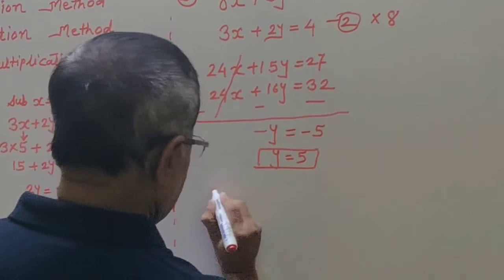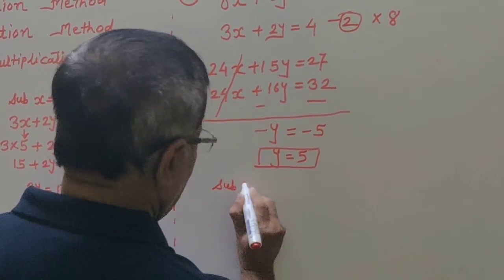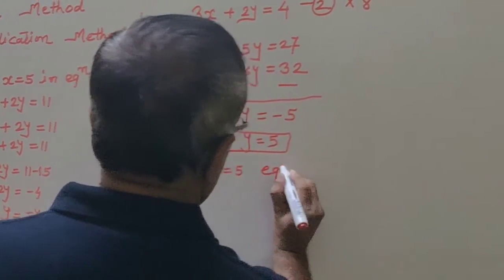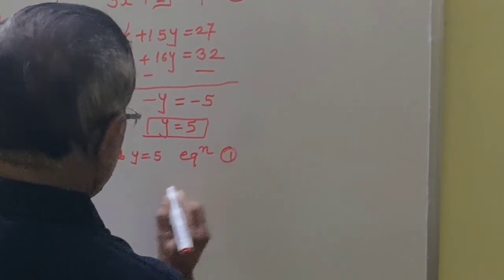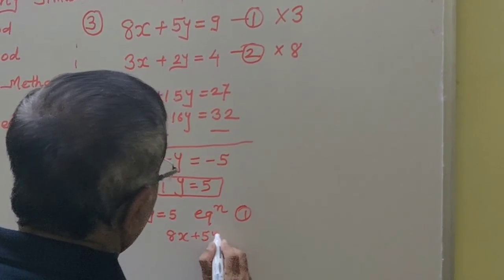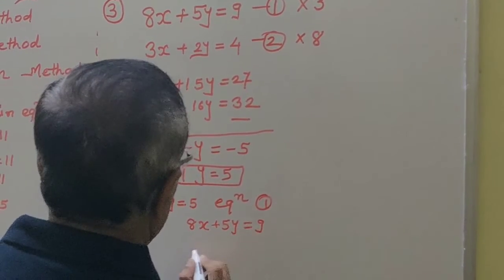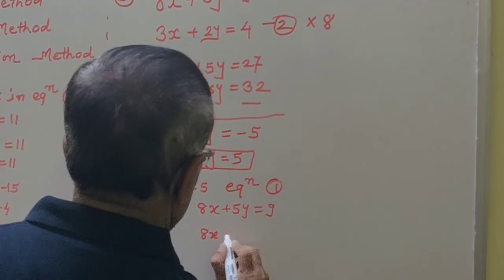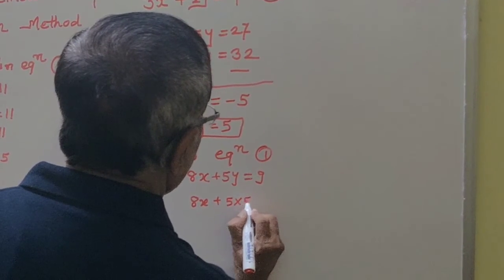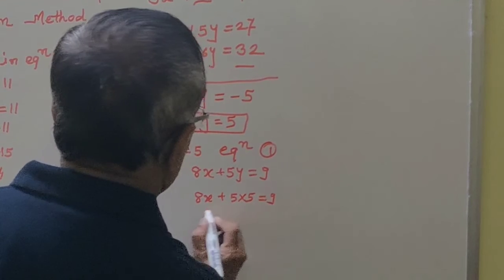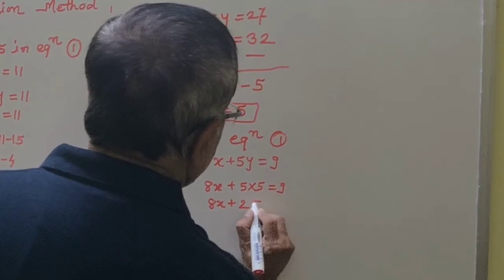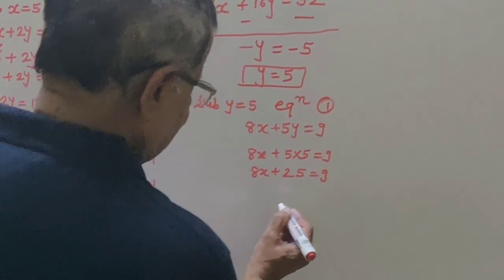Now substitute y is equal to 5 in equation 1. I am substituting this value in equation 1. My first equation is 8x plus 5y is equal to 9. So 8x plus 5 into 5, since the value of y is 5, is equal to 9. So 8x plus 25 is equal to 9.